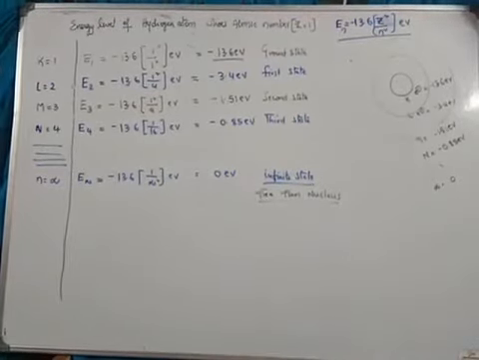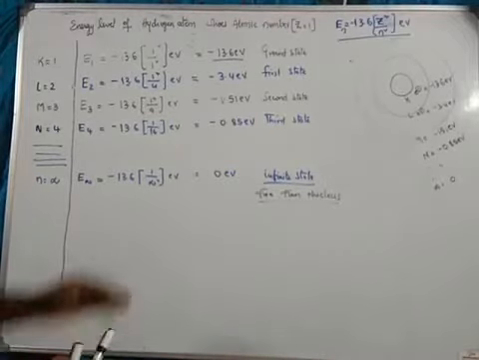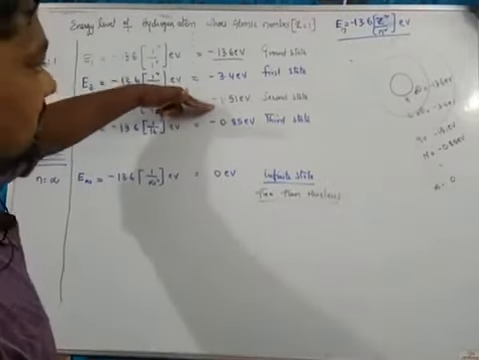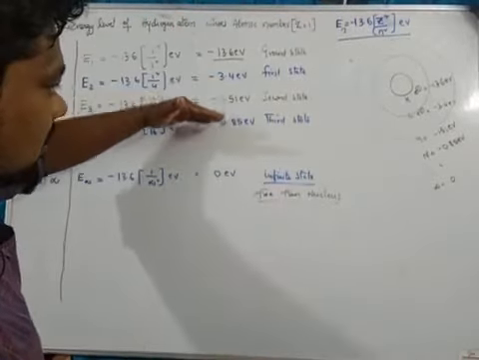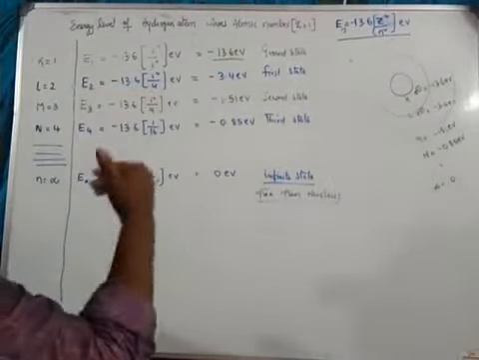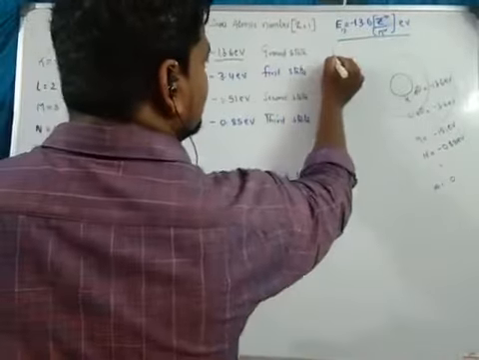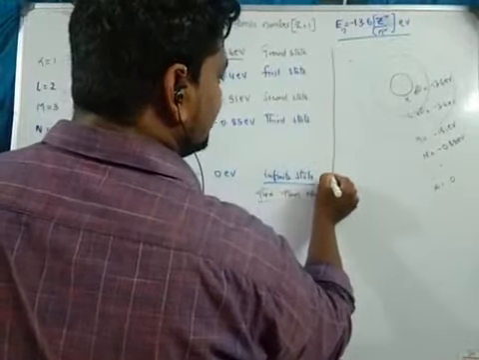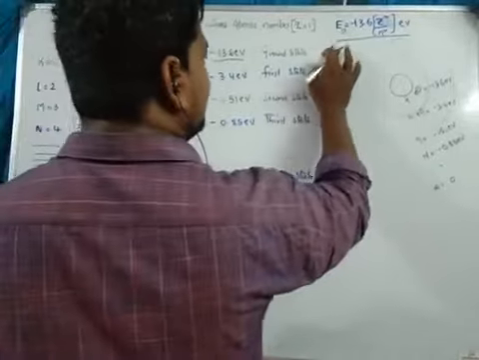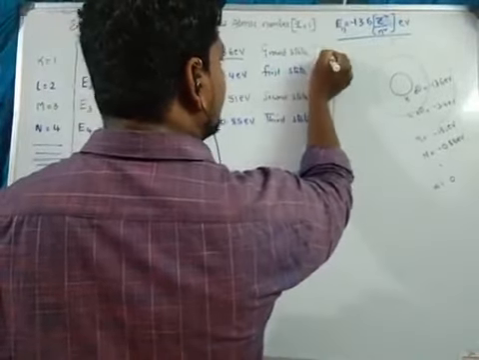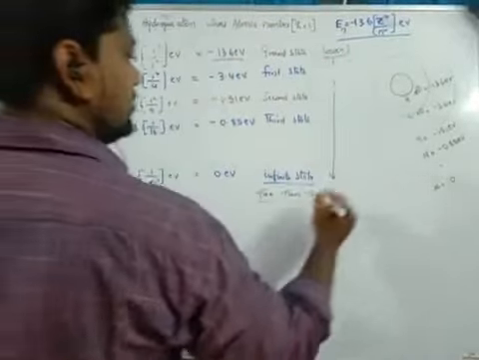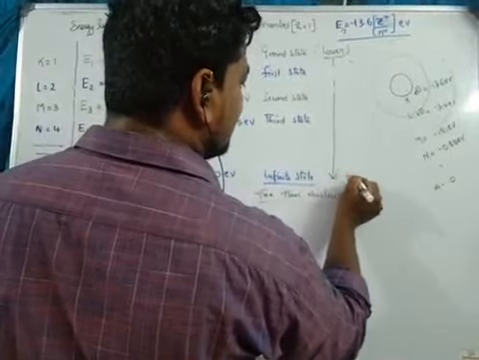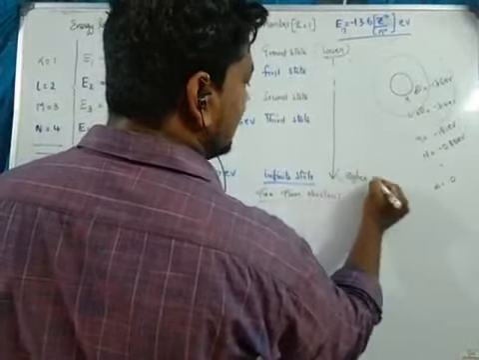And remember one thing: whenever we consider the energy levels, we have minus 13.6, minus 3.4, minus 1.51, minus 0.85 and 0. This means the value goes on increasing, because we have negative values. The first state we call the lower or ground state, and at 0 we consider this the higher level, the last state.